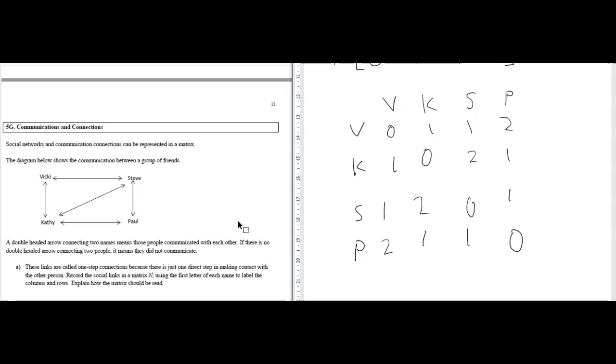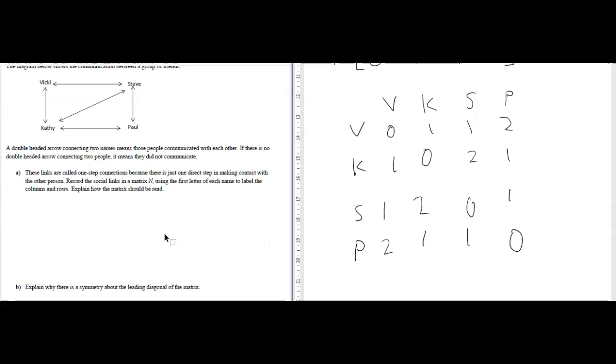So if someone wasn't talking, and I shouldn't say that because it's not really, I don't know, nice, but let's say someone wasn't talking to someone, you had to get a message through and you had to go through someone else, that's 2-step communication.